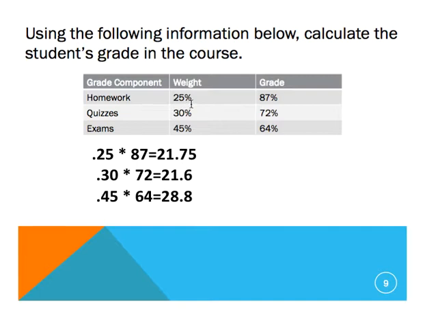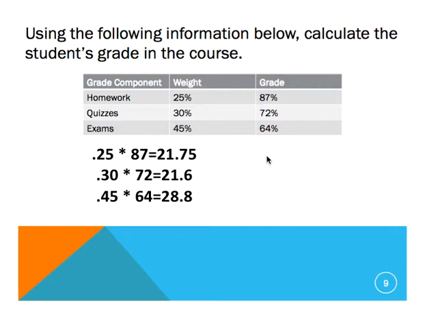So homework is worth basically, you could think about it as 25 points. And the way that you can look at this particular student's setup is that they have earned 21.75 out of the 25 possible points. For quizzes, they've earned 21.6 out of the 30 possible. And for exams, they've earned 28.8 out of the 45 possible.